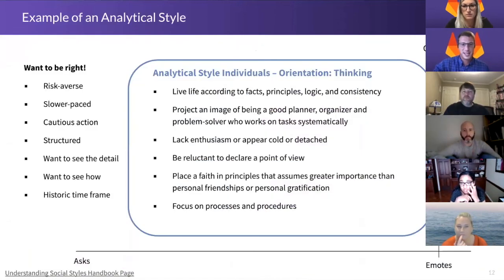So let's take analytical, for example. I can guarantee at GitLab, there's probably a lot of analytical social styles. If I have a meeting with somebody who tends to be a little bit more analytical, I'm going to shape the meeting a little bit differently because I know they're going to want to get straight down to business. They're going to want to stick to facts. It might be a little bit more historical time frame. They want to see the details and the data.